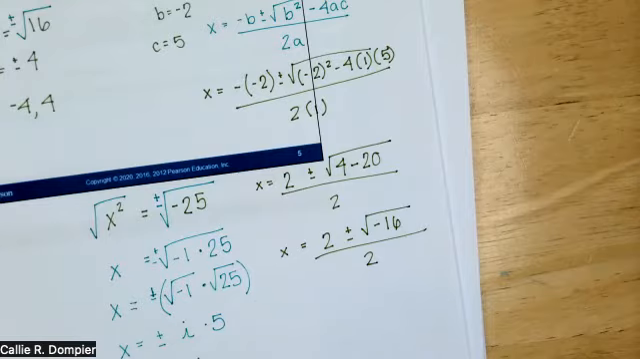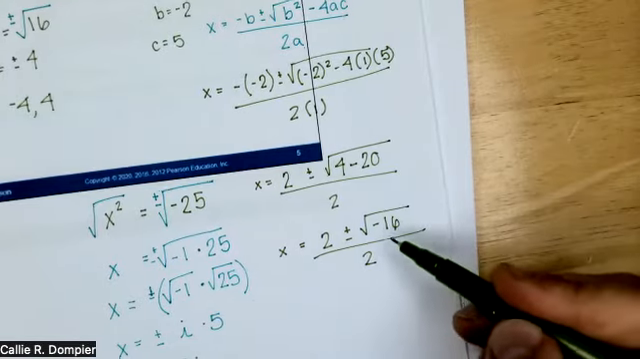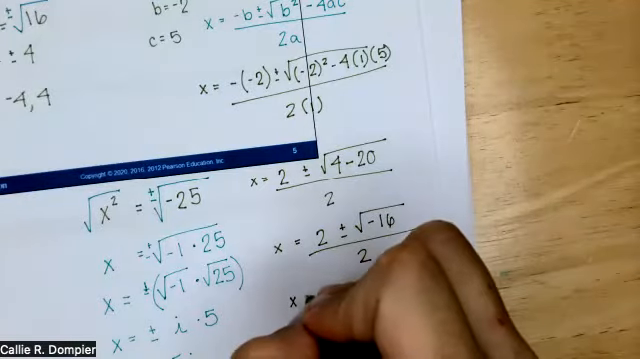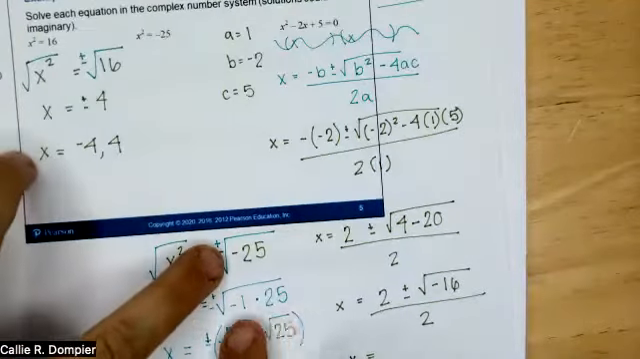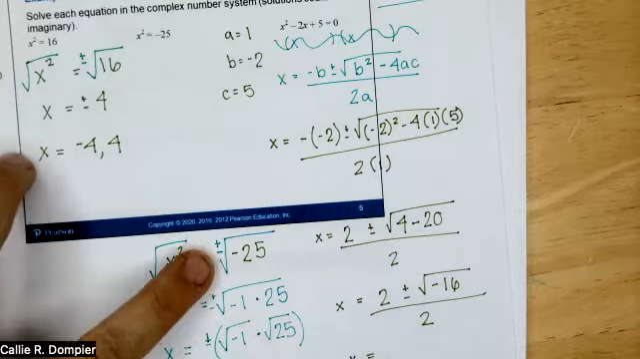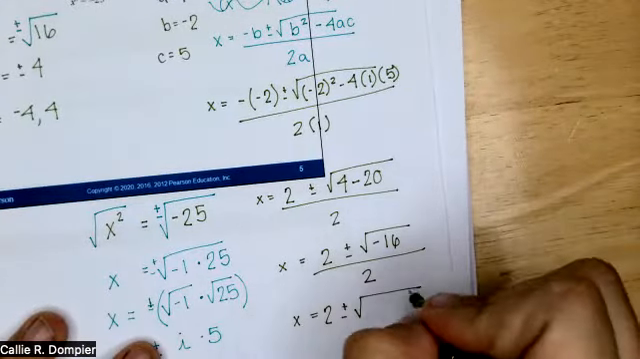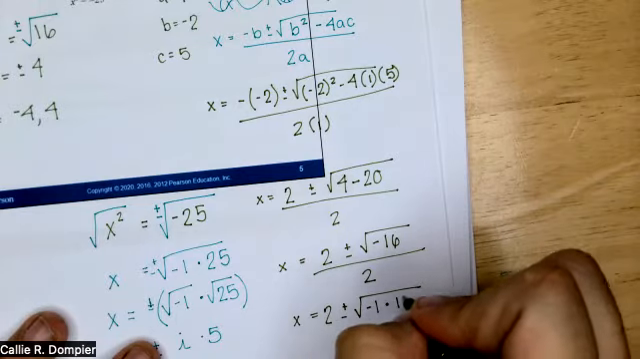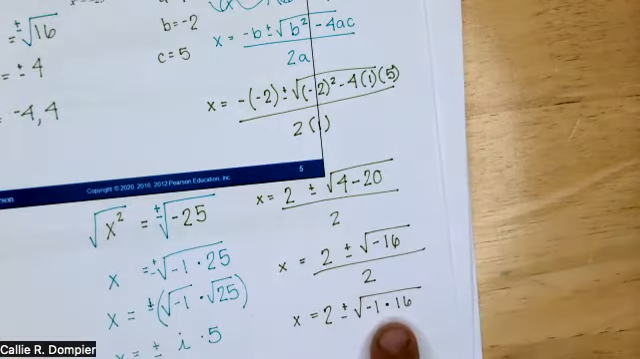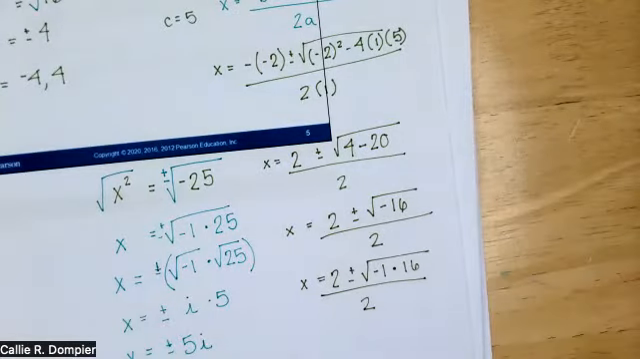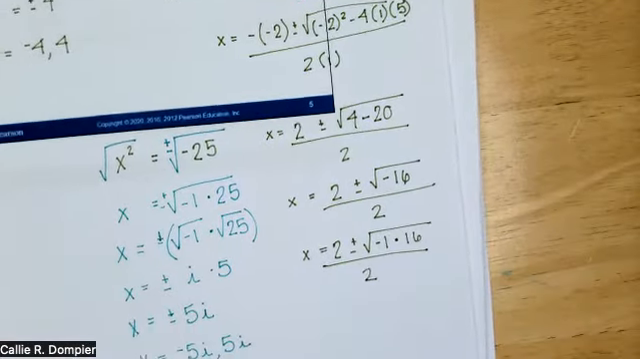Now I want to keep going. I don't want to just say no solution because this is a negative 16 under a radical. So I'm going to factor it like I factored negative 25 became 25 times negative 1. So here I'm going to say negative 16 is negative 1 times 16. I should stop putting it in that order because we have to put the i behind the over 2. Good?